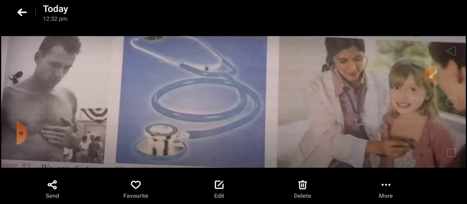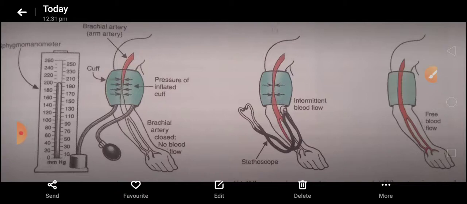And what is blood pressure? Blood pressure, you can see here. The pressure at which the blood is pumped around the body by the heart is called blood pressure. Do you know that blood pressure can be expressed in the form of two values, systolic pressure and diastolic pressure? What are diastolic and systolic pressure?